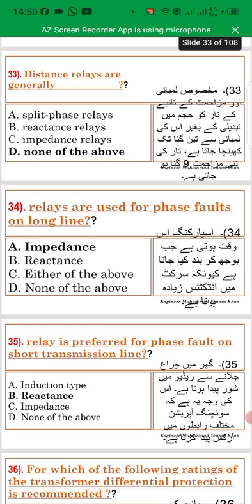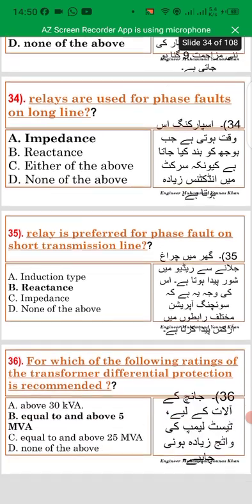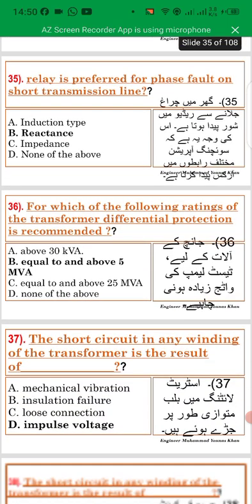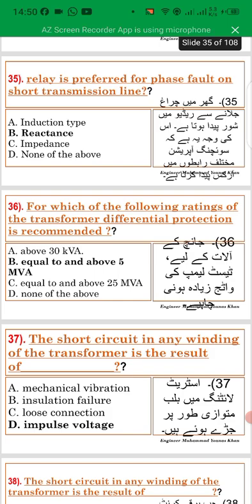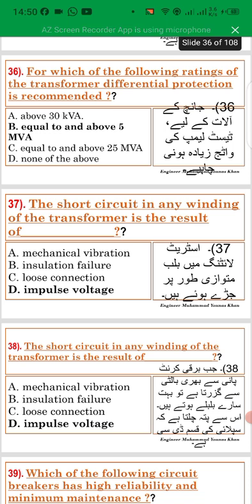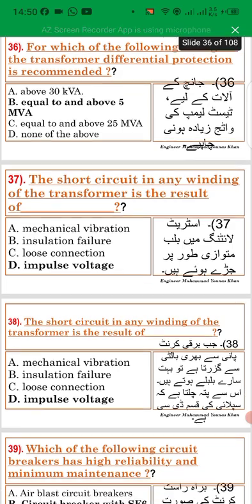Distance relays are generally none of the above. Impedance relays are used for phase fault on long line. Reactance relay is preferred for phase fault on short transmission line. For which of the following ratings the transformer differential protection is recommended? Equal to and above 5 MVA.